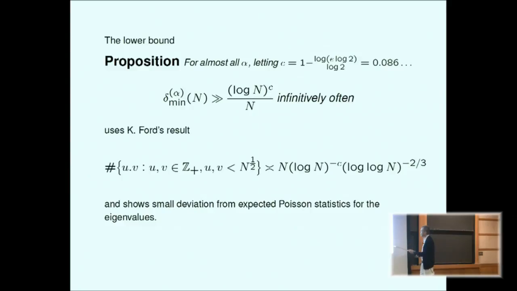About the violation of Poisson statistics, what I was saying, that's on the other side, is that typically you will have infinitely often that this minimal spacing is bigger than 1 over n, in fact by a logarithm. This has to do with a deep result which is due to Kevin Ford and in fact solved the problem of Erdős at the time, which is a quite elementary issue that we are looking at: all the positive integers obtained as a product of two integers bounded by square root of n. So we're getting here a family of integers which is bounded by capital N.